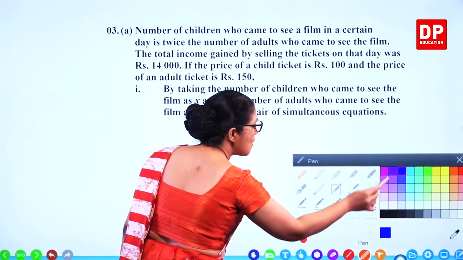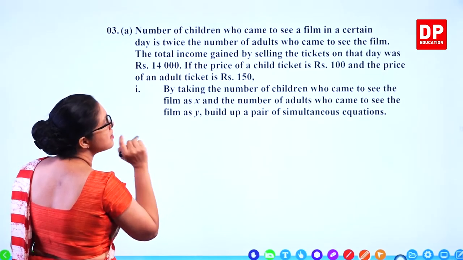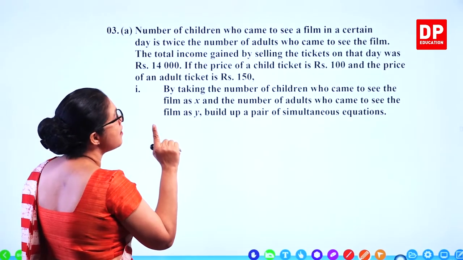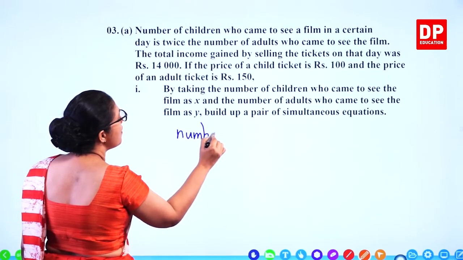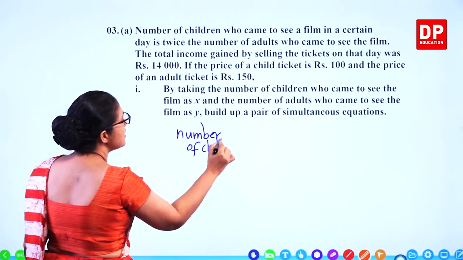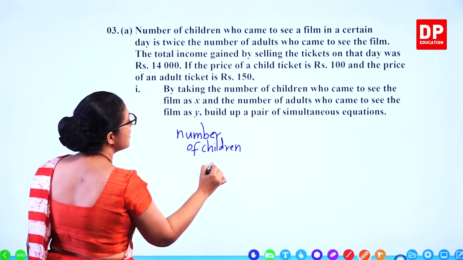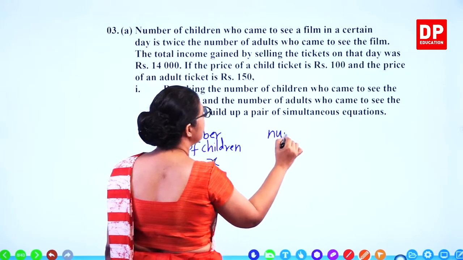So that means the first thing you have to decide is, what is x and what is y? x is the number of children. The number of children we can take as x. The number of adults we can take as y.